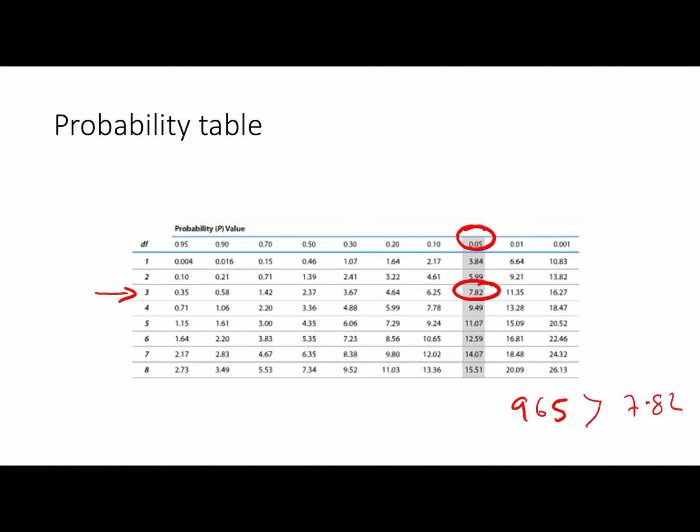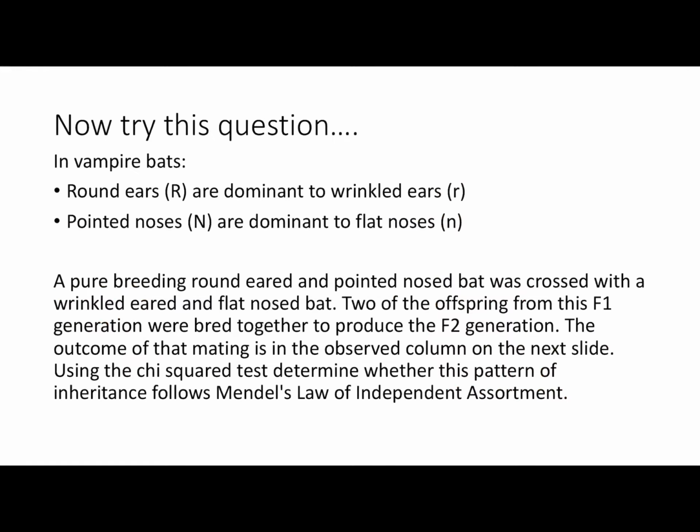And we know from looking at this that these two genes do not follow Mendel's law of independent assortment. There is definitely a big difference between what we observed and what we would expect if they followed normal ratios. Therefore, we can conclude that they do not follow Mendel's law of independent assortment, and that's because they're linked on the same chromosome. Okay, so now you can try this question.